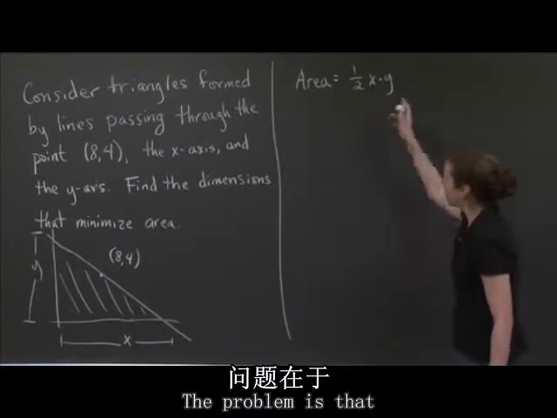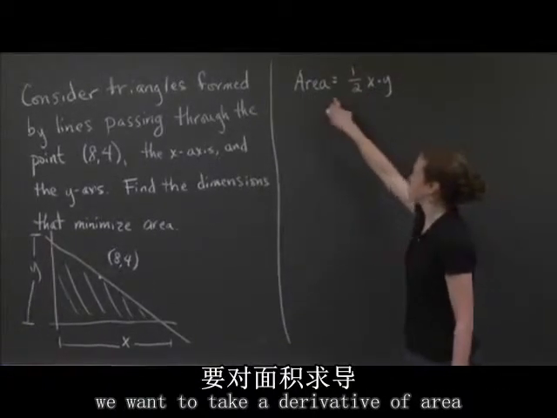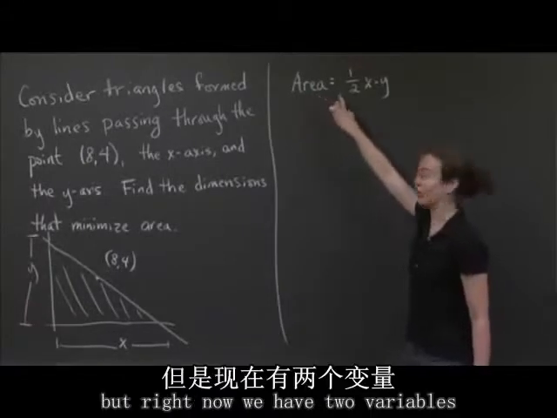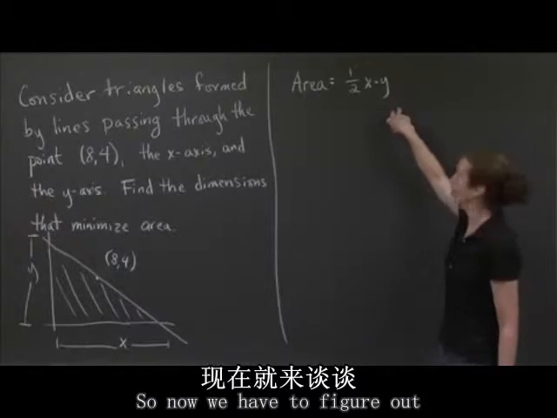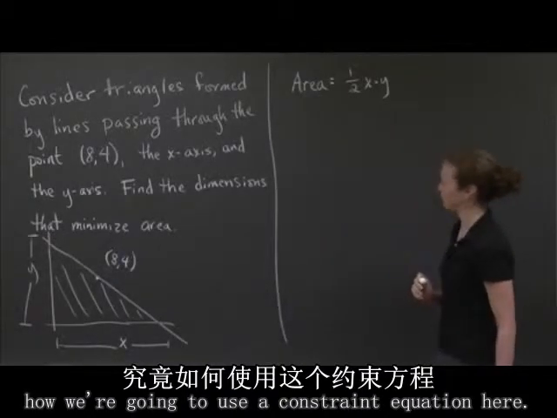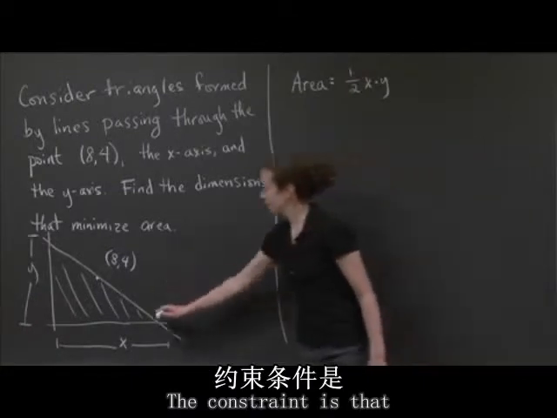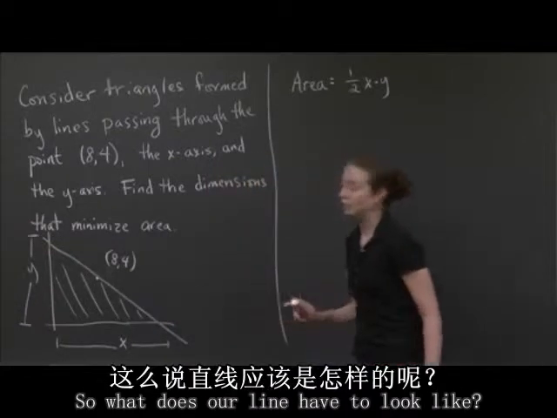The problem is that when we're doing these optimization problems, we want to take a derivative of area with respect to a variable, but right now we have two variables, and so that's where the constraint equation comes in. So now we have to figure out how we're going to use a constraint equation here. The constraint is that it has to go through this point (8,4). So what does our line have to look like?